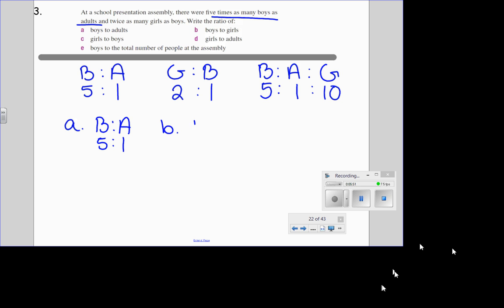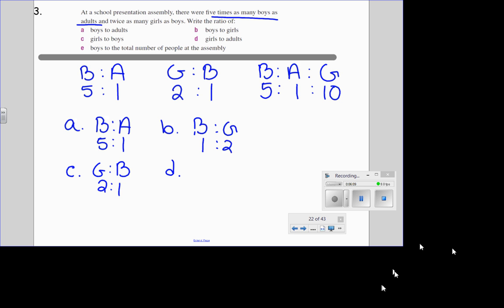For boys to girls, we've also already looked at that, just the other way around. So boys to girls is going to be for every 1 boy, 2 girls. For C, it says girls to boys, and we've already done that one, so 2 to 1.